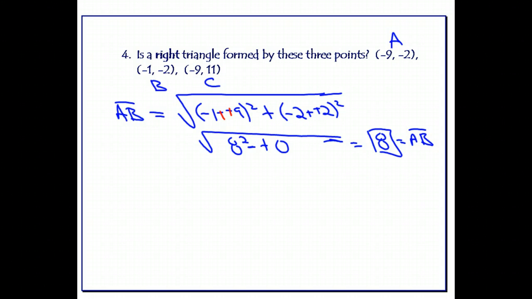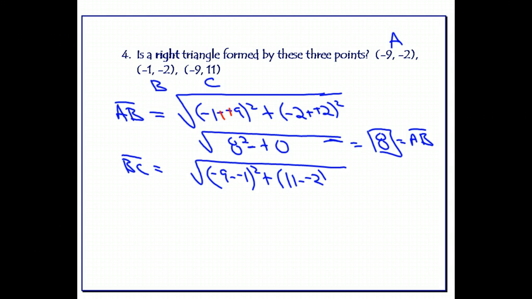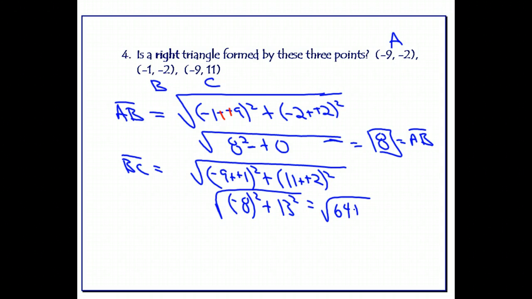Let's do it again. Let's figure out BC. And what is that going to be? Well, square root, distance formula, BC. And I've got a -9 minus -1, squared. I've got an 11 minus -2, squared. -9 minus a negative plus a positive is a -8 squared. 11 minus a negative plus a positive, so it's a 13 squared. Let's see, don't get fooled. -8 squared is a positive 64. 13 squared is 169. So what is that going to give us? 233. So the square root of 233, and that was BC. So that equals segment BC. All right, so much fun.